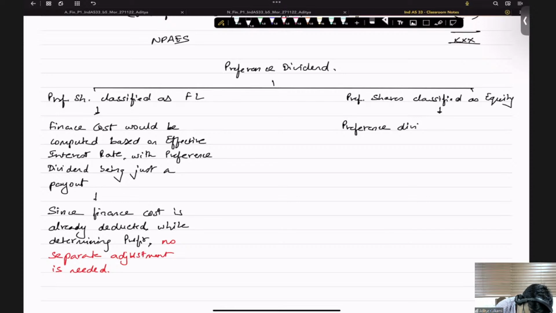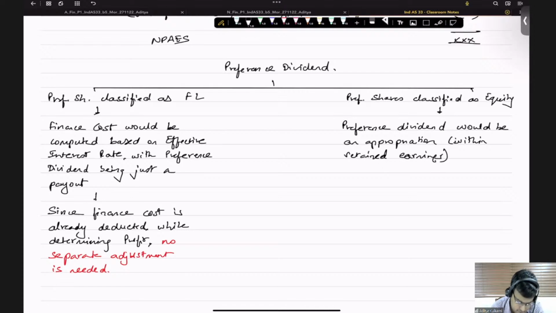Preference dividend would be an appropriation within retained earnings. Since it is within retained earnings, it would not have gone to the P&L. And therefore, do we have to deduct it? Yes, you will have to deduct it. To be deducted separately.